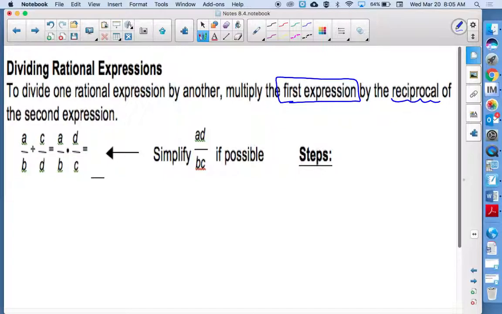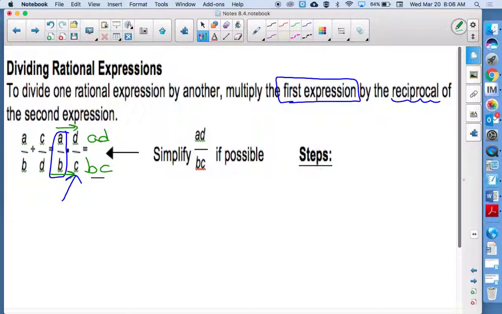So we need to multiply the first expression by the reciprocal of the second. And you can see here that we have a over b, divided by c over d. The first fraction stays the same, but the second one is the one you take the reciprocal of. So we're flipping that second one because division is really multiplying by the reciprocal. They're inverses of each other. And then you're multiplying whatever you have left, so a times d, b times c. So still going across.